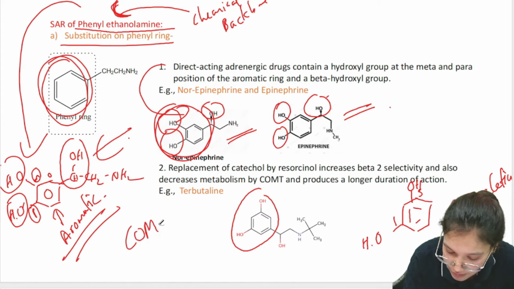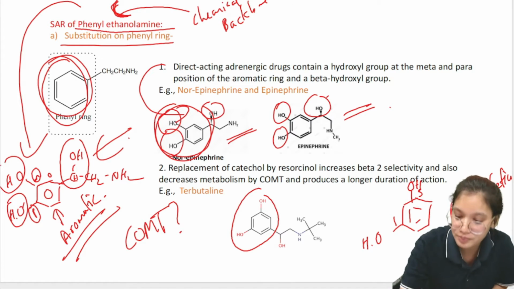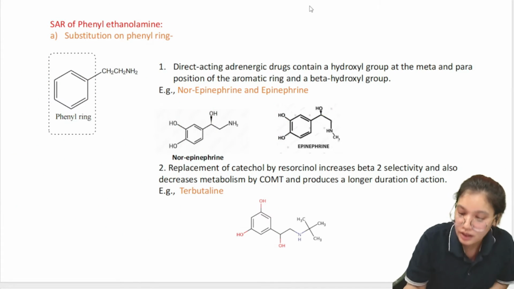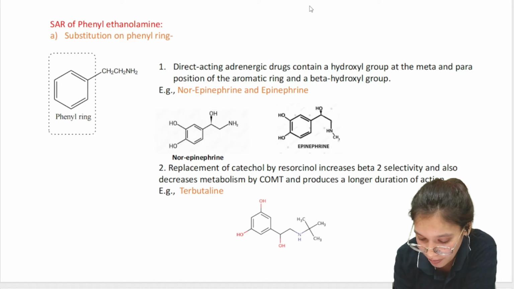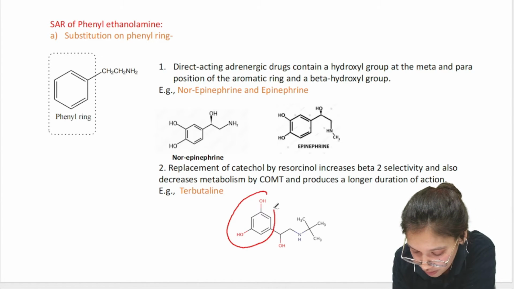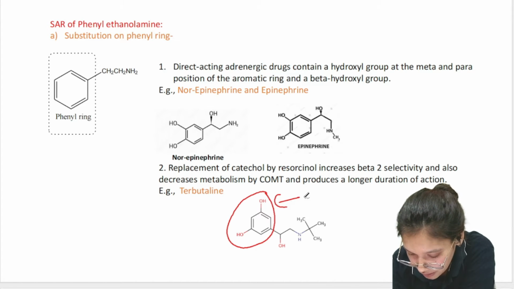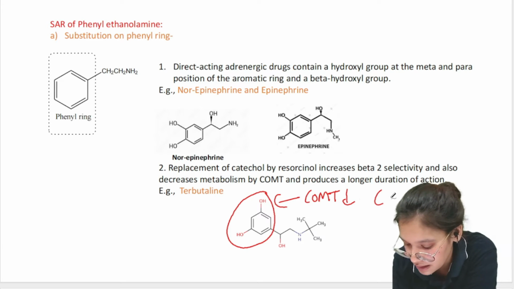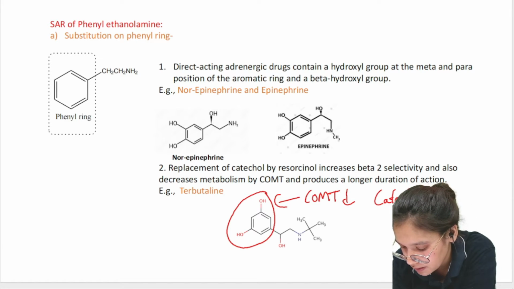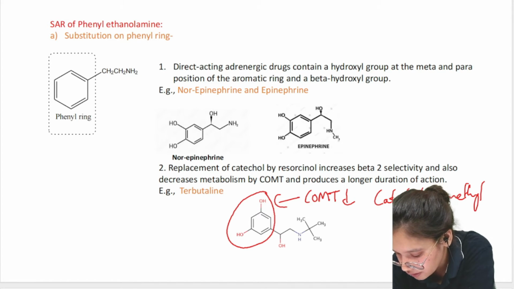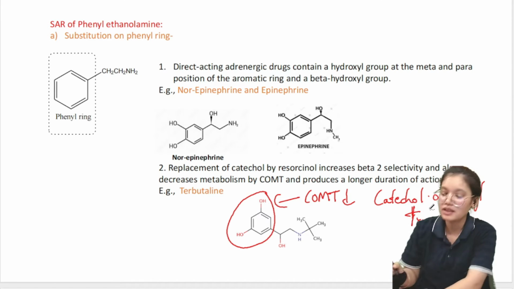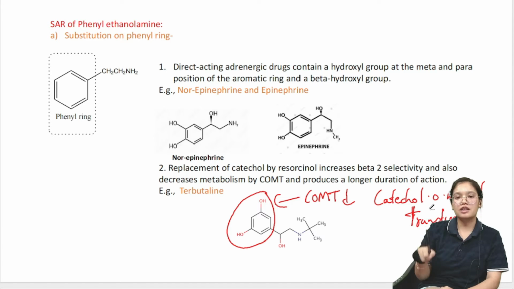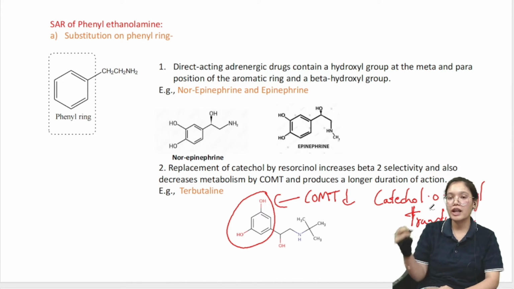Now what is this COMT? As we are changing the catechol ring with resorcinol, its metabolism by COMT is decreasing. COMT is basically catechol O methyl transferase. This is the enzyme that is responsible for the metabolism of the catecholamines.